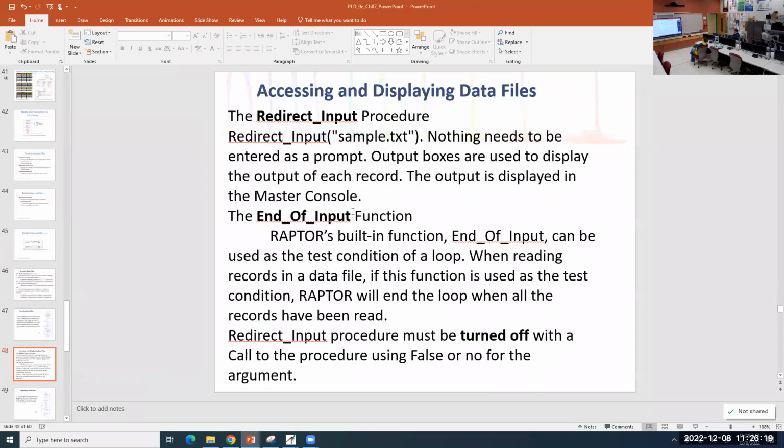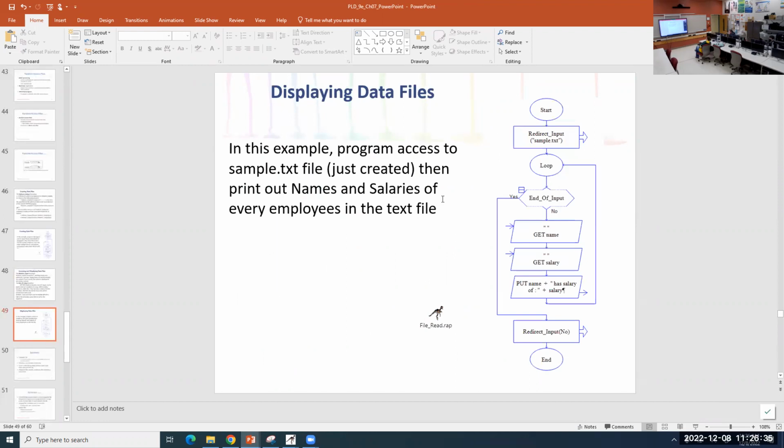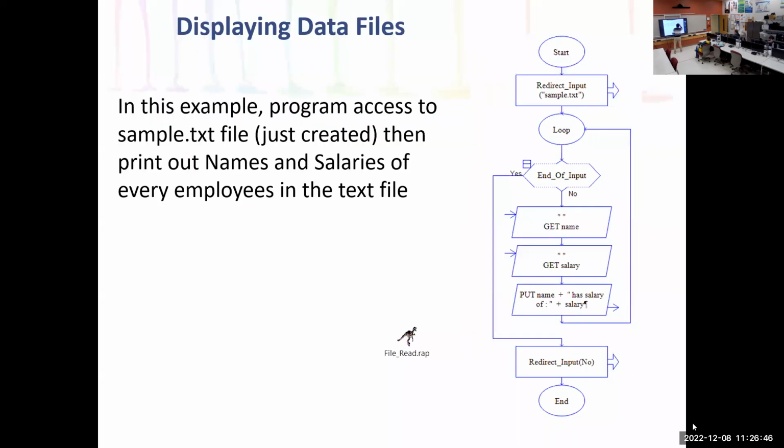That is the process when you work with the built-in function, end of the input. That means keep reading until the end of the input becomes true. So that's the process here. I want to accept it from the file I just created before, that is sample.txt, so I have to use the redirect function, but this time for input.